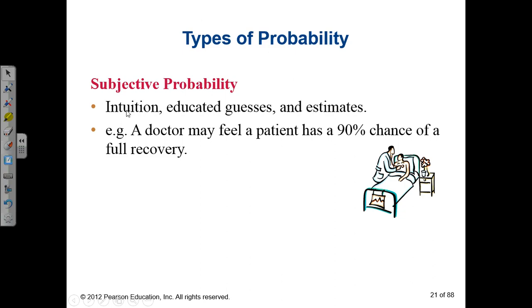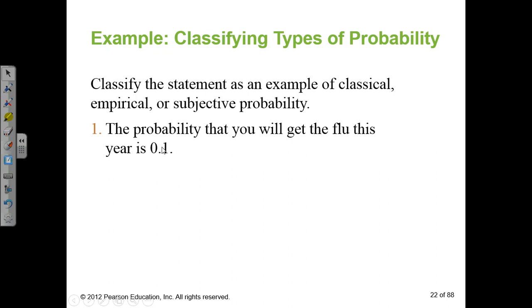This is done with intuition or an educated guess. This is what the weatherman does when he says the probability of rain today is 30%. He's using his education to give us a good probability, or subjective probability, of the rain. A doctor may feel a patient has a 90% chance of a full recovery. He's using his education to come up with that answer, so that is subjective.